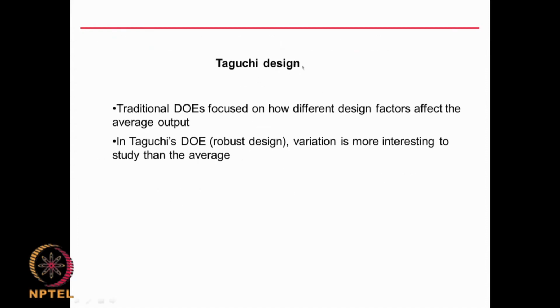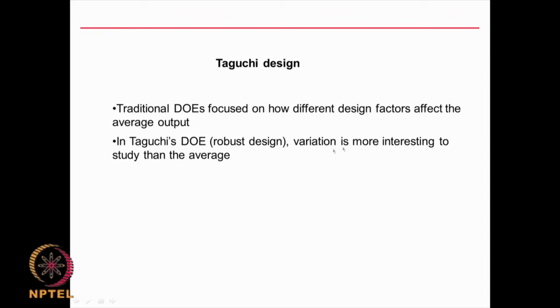Then comes another design, this is also a screening design, that is called Taguchi designs. Traditional DOEs focus on how each factor affects the output, that is Y. Y is your output or the dependent variable. Suppose I am doing a bioprocess, like yield of a metabolite or biomass, that is the output. Whereas in Taguchi design he has looked at robust design and he is more interested in the variation, the loss function.